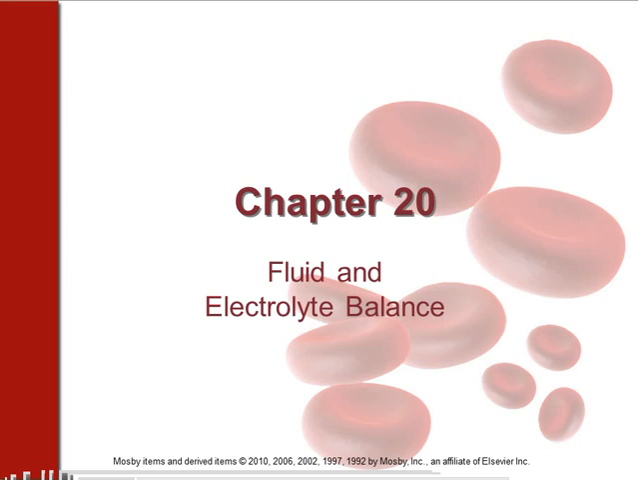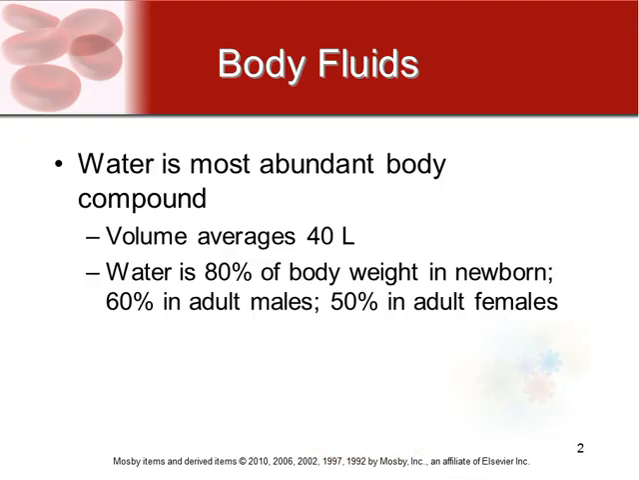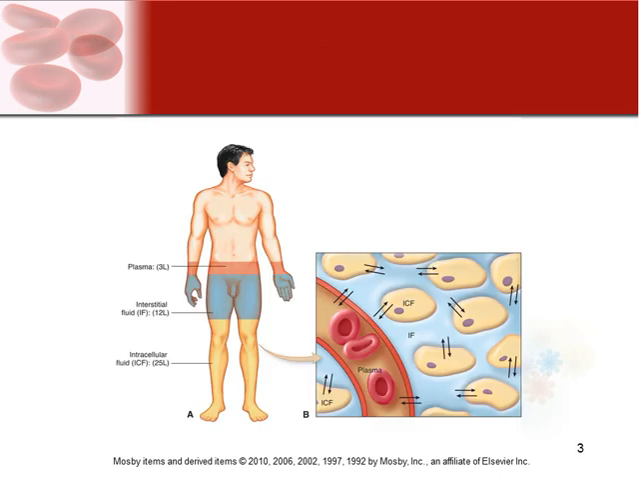Chapter 20, Fluid and Electrolyte Balance. So for body fluids, water is the most abundant compound in the body. On average, each person has about 40 liters of water in them. Water makes up about 80% of body weight in a newborn and then decreases as you age and is only about 60% in males and 50% in females.